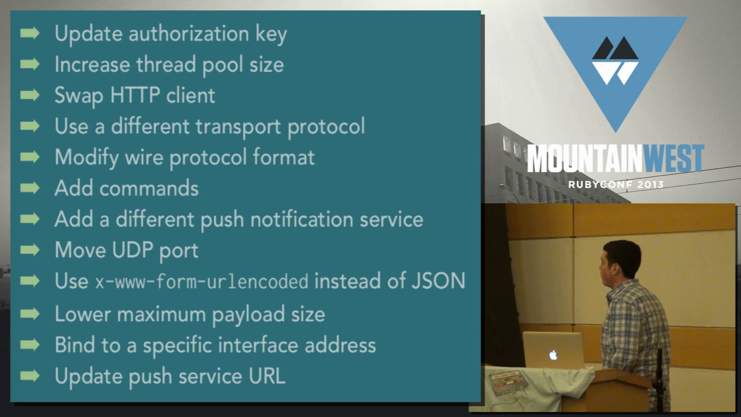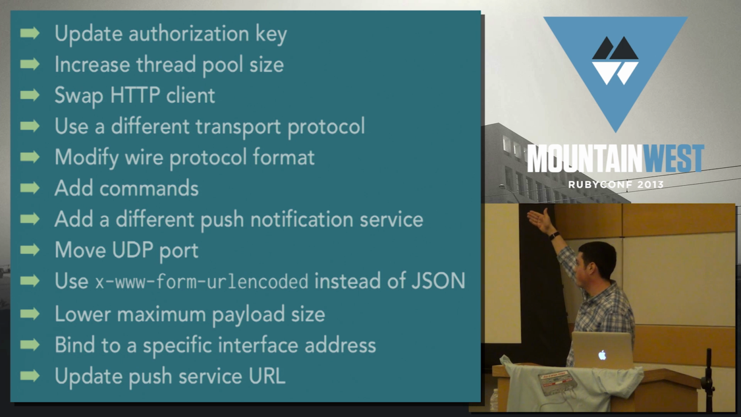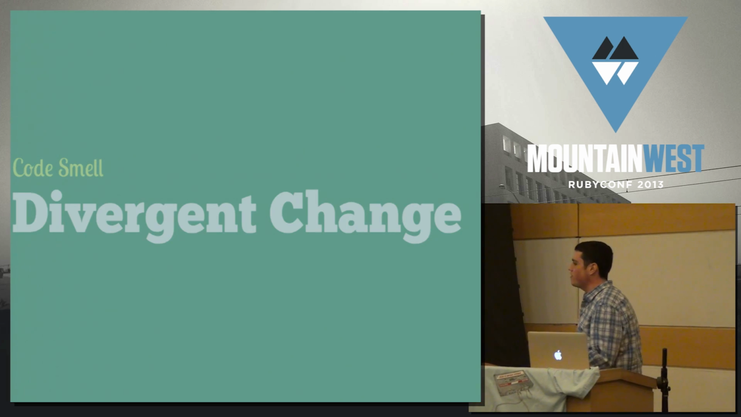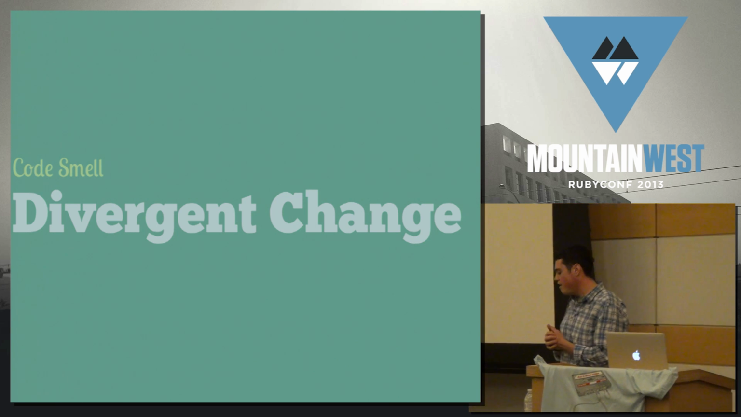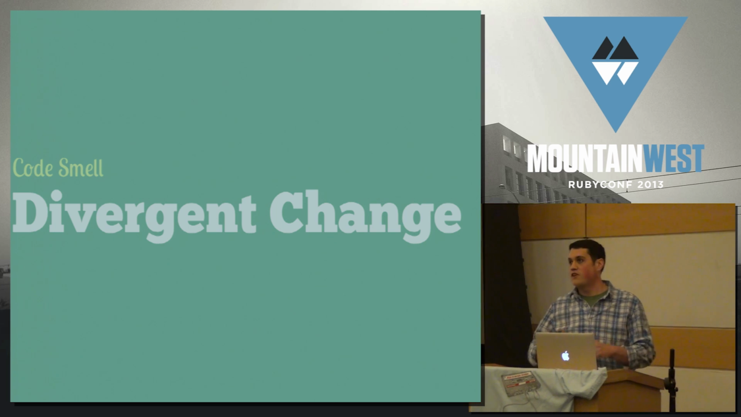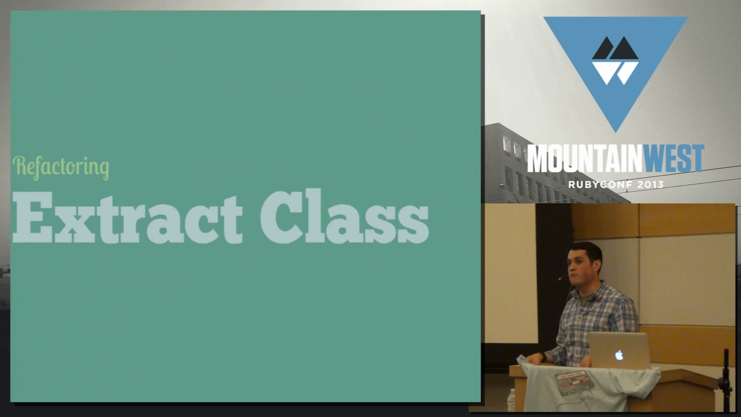So here's a list of just random things that could possibly change about pushDaemon. The items in this list have only a tangential relationship with each other. And that's a code smell called divergent change. It tells us that if we have an object and the object has many reasons to change that seem unrelated, it's likely that the object has too many responsibilities. So we're going to extract objects from our pushDaemon object.